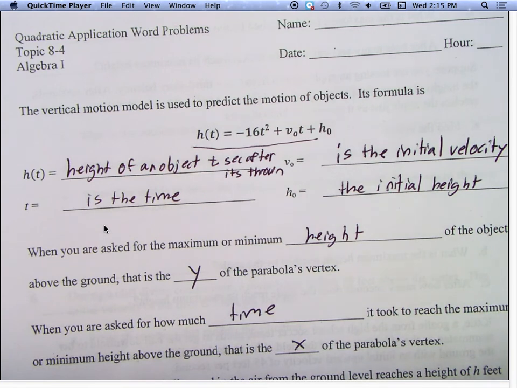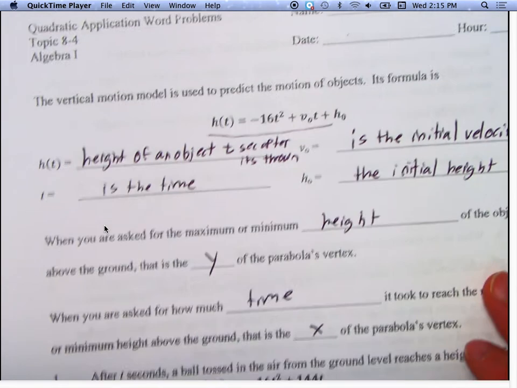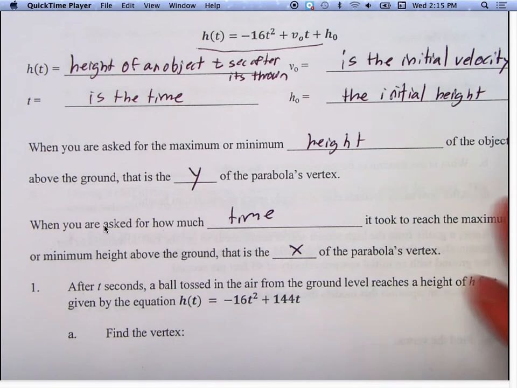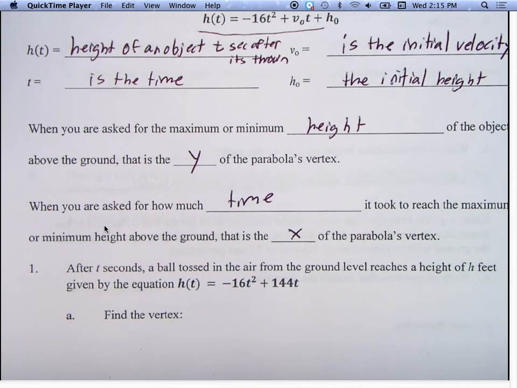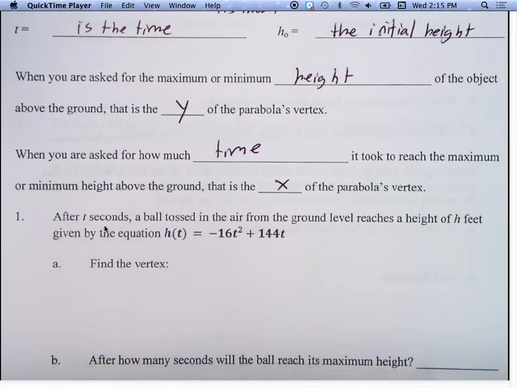So you guys ready to look at number one? No? I made you write down a lot of stuff? Okay. I'll wait. Okay. So I'm going to move it up just a little bit so we can go over this question.